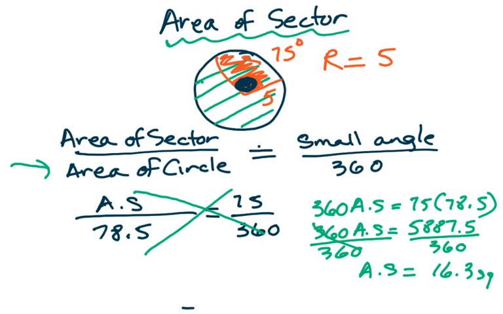So again, does that make sense to you? 16 squares, and the whole thing is 78 squares. So this little section is 16 squares. So that makes sense. Okay? So that's how you do area of sector and arc lengths. Now go ahead and do the assignment that's on your Canvas page.